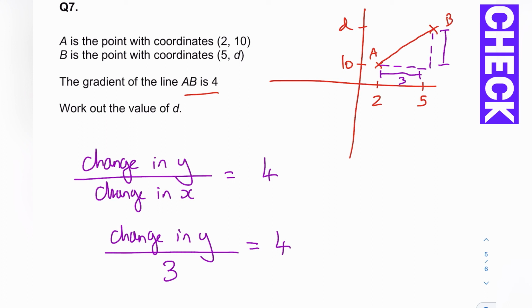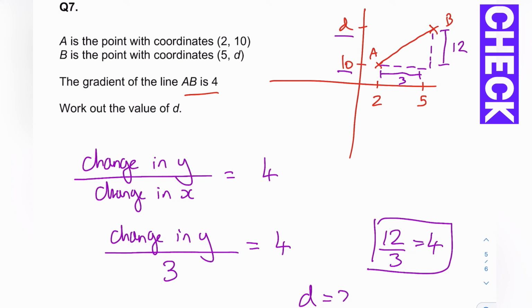So we've got to think about what our change in y must be for this to work. So we now know that our change in y must equal 12, because 12 divided by 3 is equal to 4. So therefore our change in y must be 12. So we know our y ordinate is 10. D must be 12 greater than 10. So therefore D must equal 22.